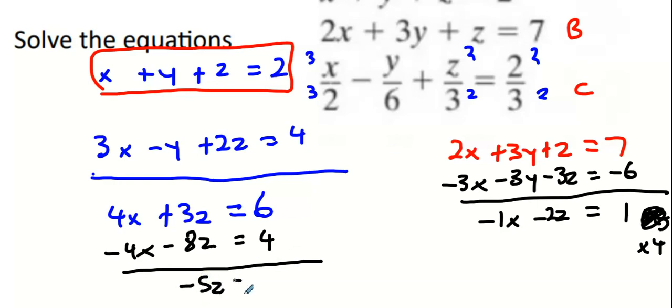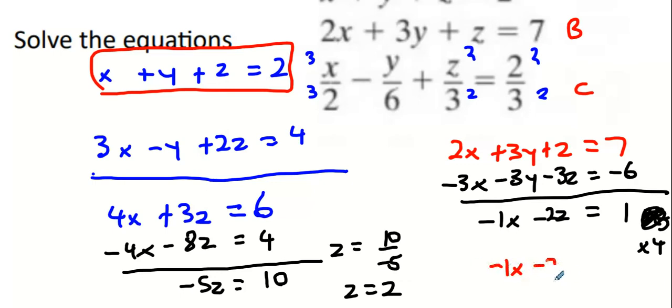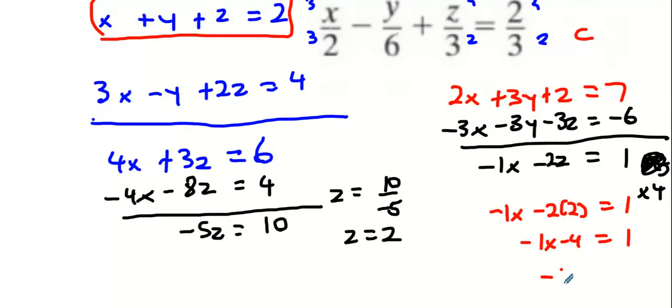Just the x, y, z one. Z equals 10 divided by minus 5. Z equals 2. Okay. Now, if z equals 2, then we're going to get minus 1x minus 2 times 2, minus 1x minus 4 equals 1. Minus 1x equals 4 plus 1. And we get x equals minus 5.